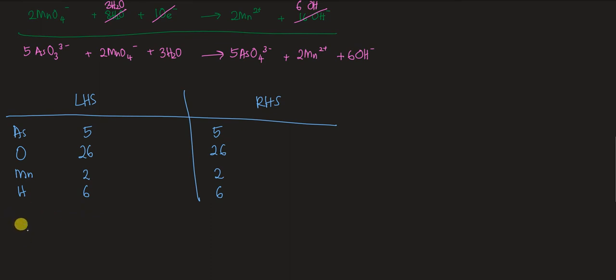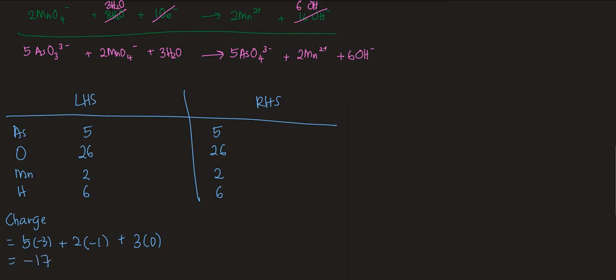So the charges on the left hand side is equal to 5 multiplied by negative 3, plus 2 here multiplied by negative 1, plus 3 multiplied by 0 from the water. So you will be left with 5 times negative 3 plus 2 multiplied by negative 1, which is negative 17 on the left hand side.